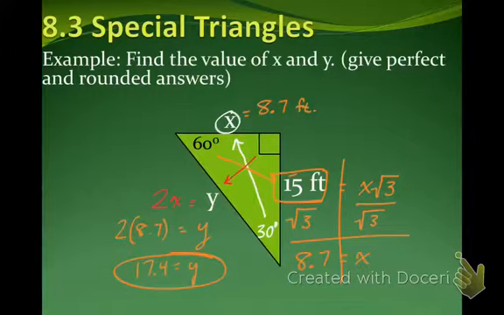Now, if you wanted to, you could leave this in radical form and rationalize your denominator and simplify to give perfect answers. I'm okay if you just give rounded answers, just based on a decimal point. That's fine. All right, so that's kind of the 10-minute mark here.